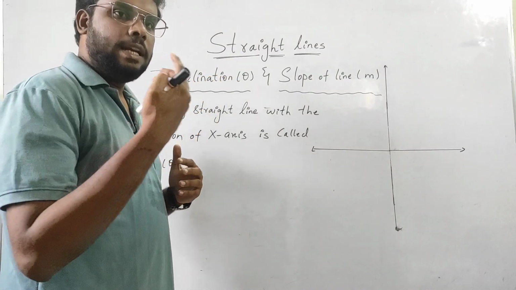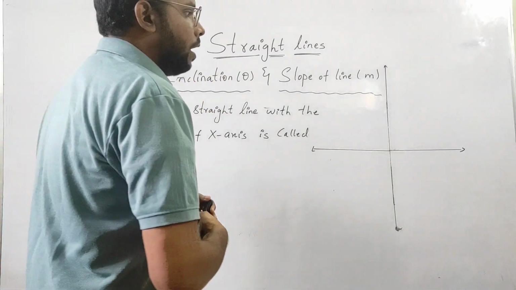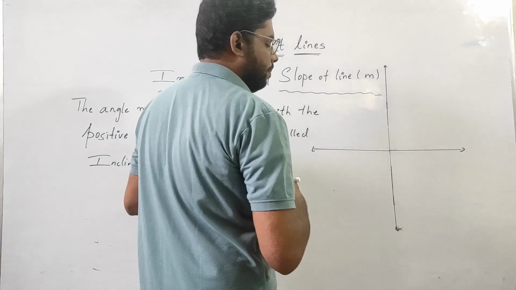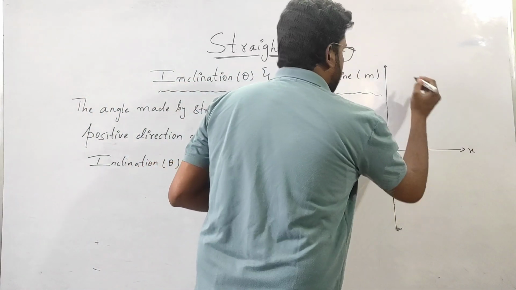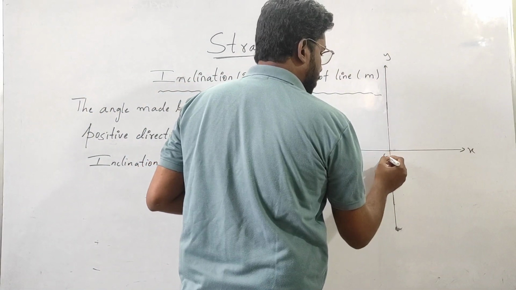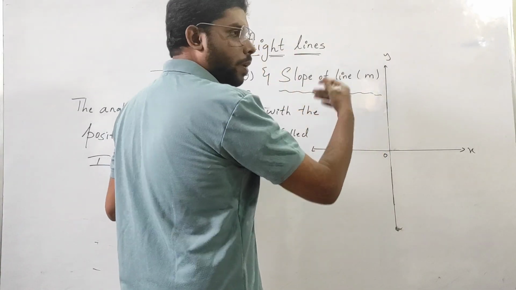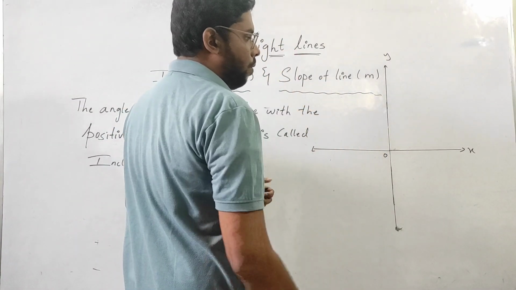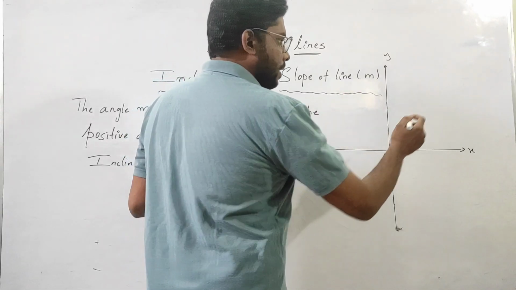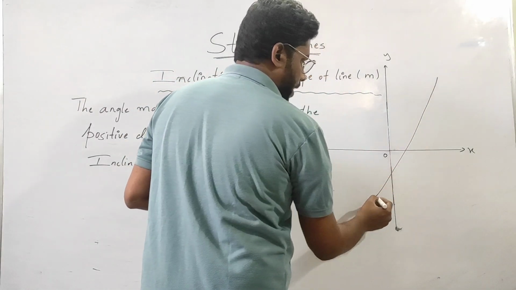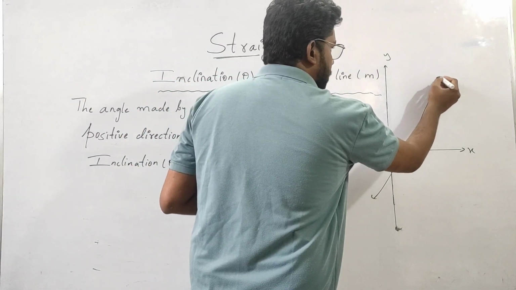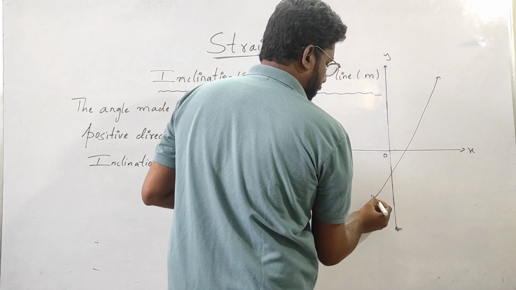So what is the inclination of the line? Consider this is our Cartesian system. This is our x-axis and this is the y-axis and this is the origin. We have already discussed this coordinate system in 2D geometry. Now I will consider a straight line in the coordinate system. For example, this is our straight line.